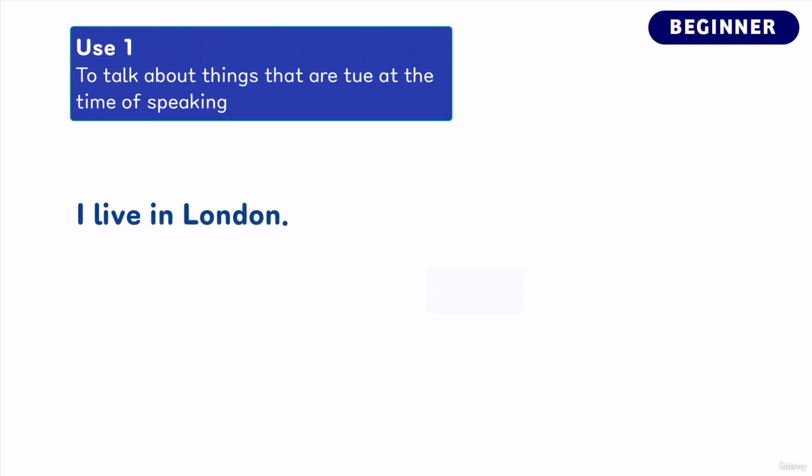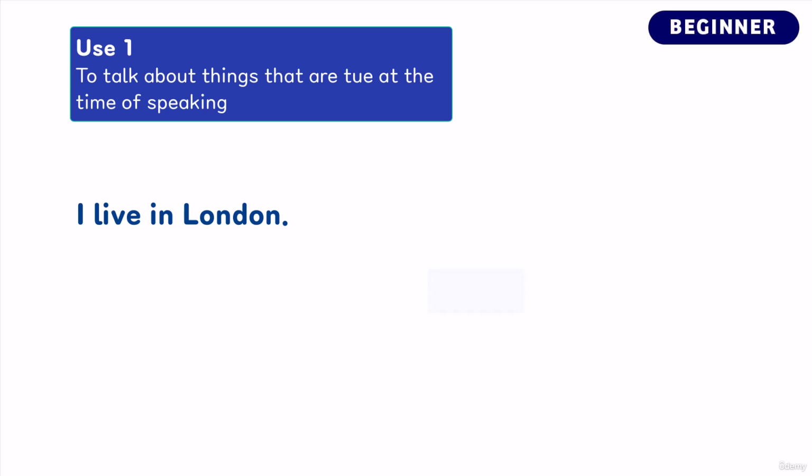Okay, so the first way we use the present simple tense is to talk about things that are true at the time of speaking. So when people ask where we live, we can say, I live in London. So we use the present simple tense to tell people where we live because this is a truth at the time of speaking. We may move and live in another place in the future, but for now, it is true that I live in London.